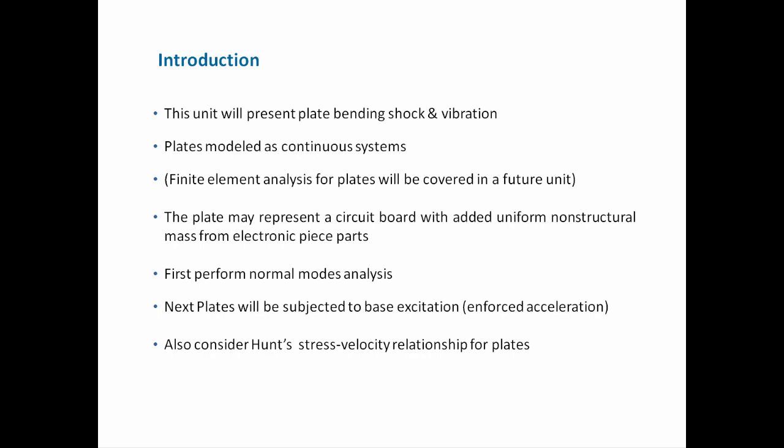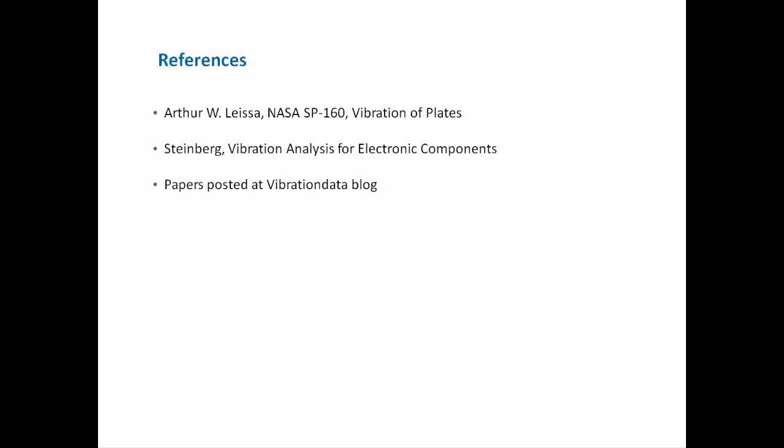Now, when we talk about plates, these rectangular plates, they could represent a circuit board. And what we do is we take the piece part mass, or rather the total mass of the circuit board, including its piece part mass, and we smear that uniformly across the board. That's a simplifying assumption that we normally make. So we're going to do a normal modes analysis, and then we're going to take these plates and subject them to base excitation, which, given that it's a continuous system, is more properly referred to as enforced acceleration. And we're also going to take a look at Hunt's stress-velocity relationship for plates.